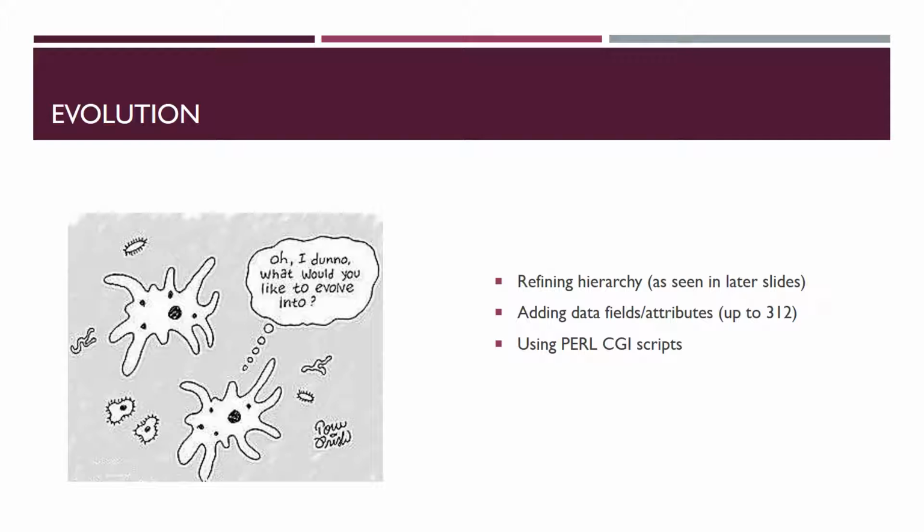Over time, Gold has refined its hierarchy, and I'll talk about that in some later slides. But essentially, it has now redefined what the highest categories are. It's also added some fields like one called Gold Stamp, which is a unique identifier for each project in the database. Gold has added many data fields and attributes. As mentioned earlier, they're up to 312. And so as the standard evolves, so then does the database.